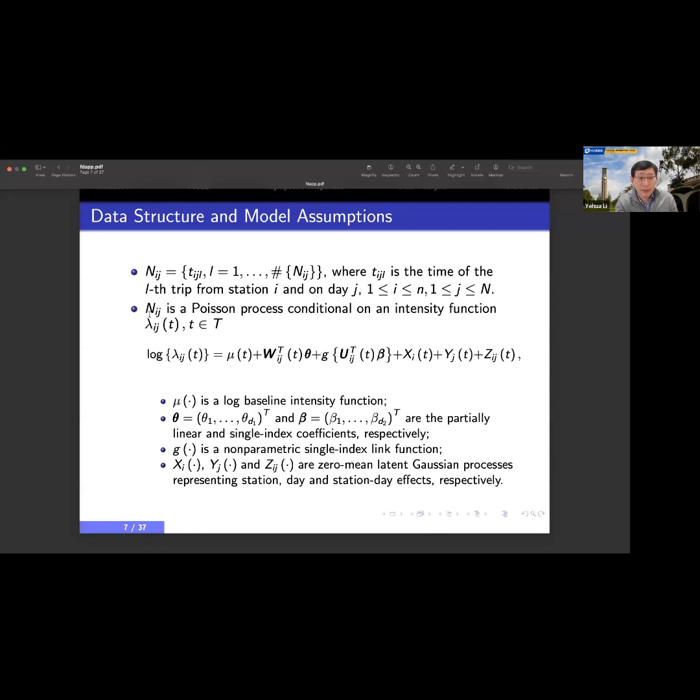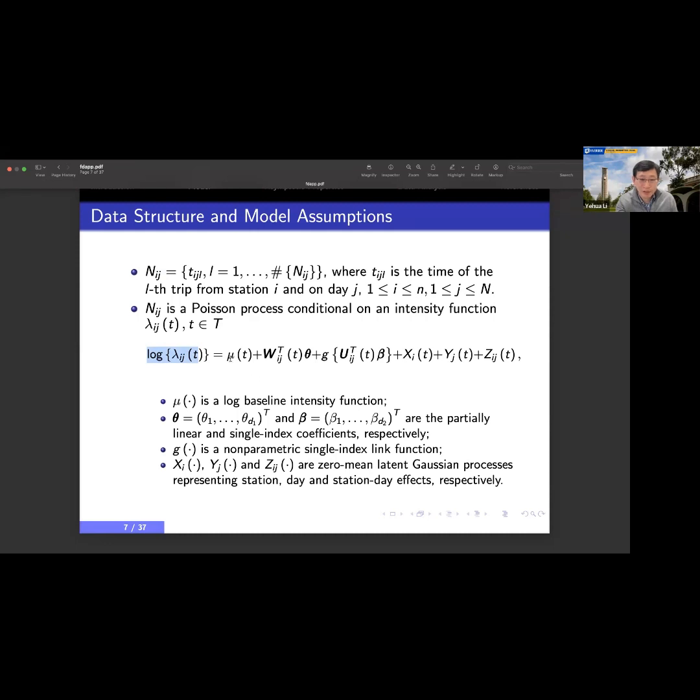We're going to use a log Gaussian Cox model to model this kind of point process. These point processes are now indexed by spatial location and date. So N_ij, we're going to assume, conditional on some covariates and latent processes, is a Poisson process. The log intensity function is given by this log linear model. Any questions from the audience?